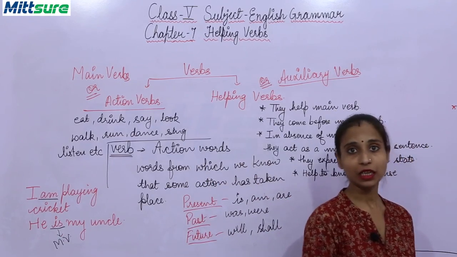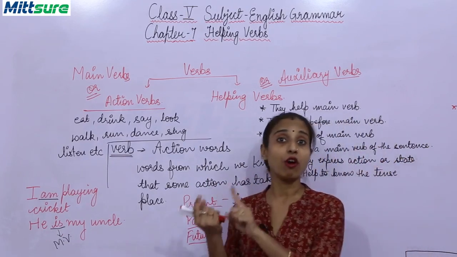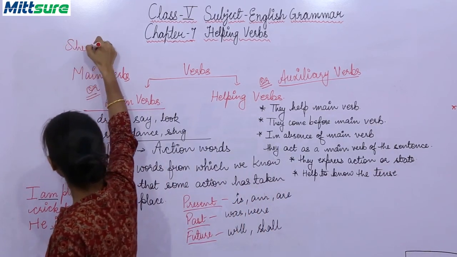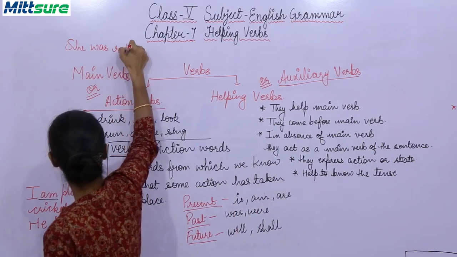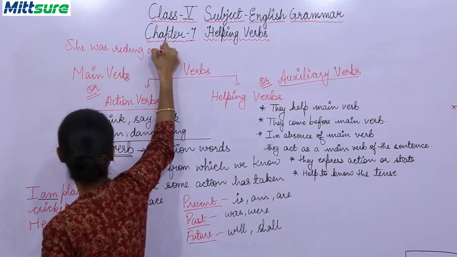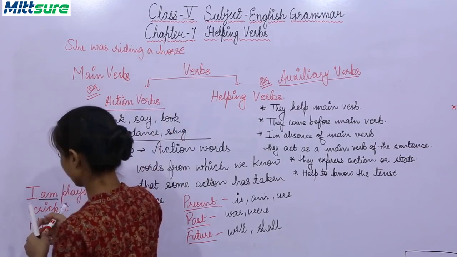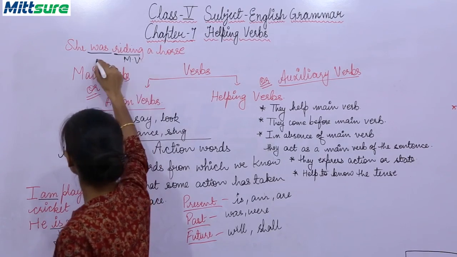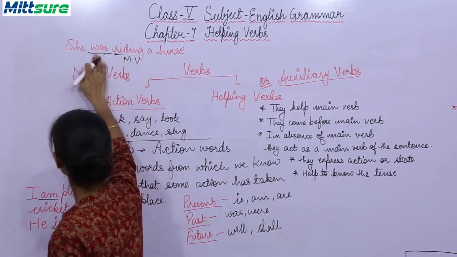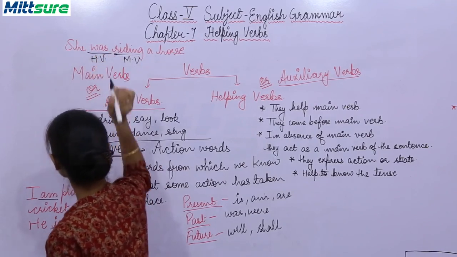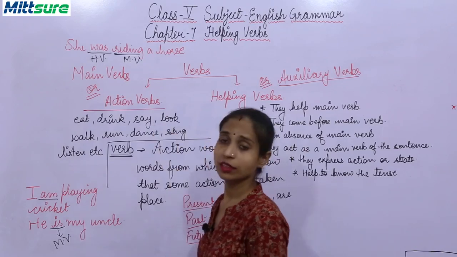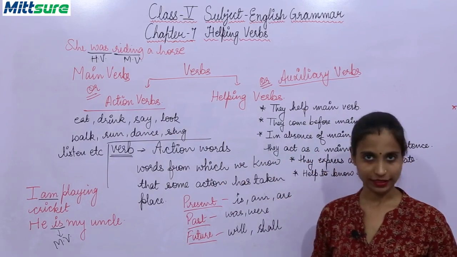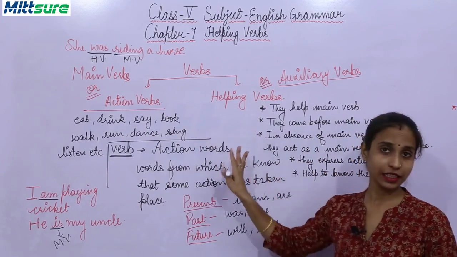She was riding a horse. What is the verb? Was is the helping verb, riding is the main verb. Right? So, was is the helping verb telling you which tense it is. Was is the past tense. I hope this is clear to you.